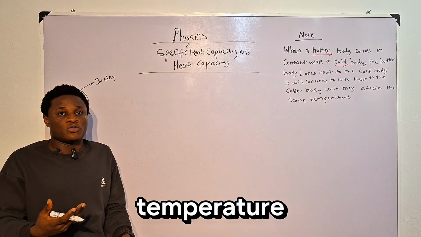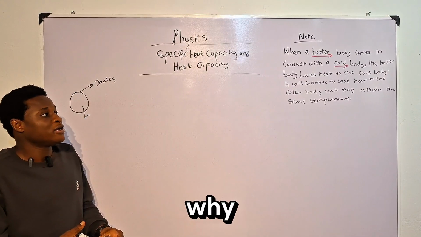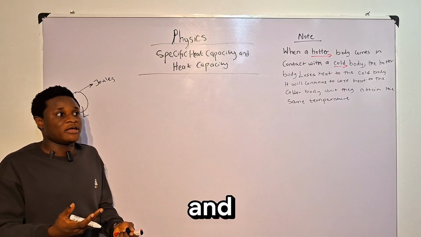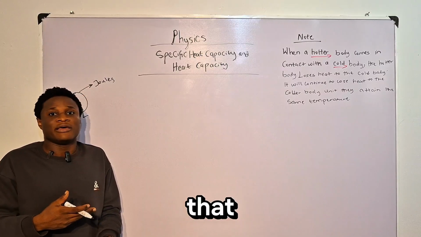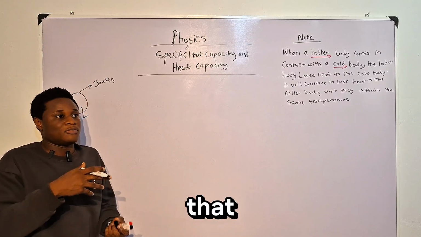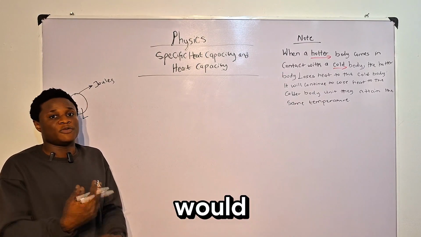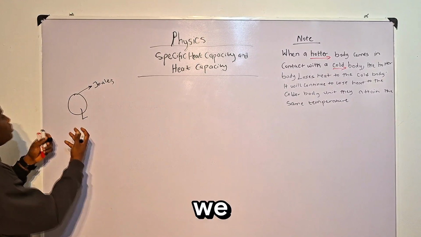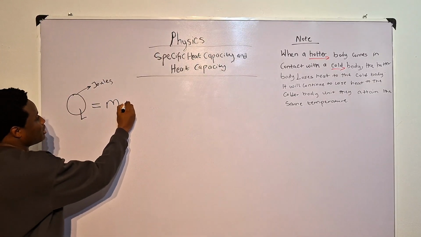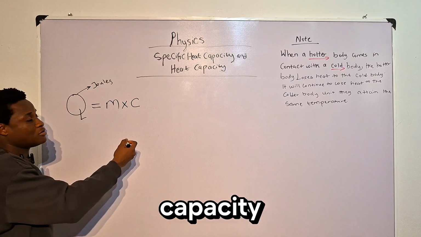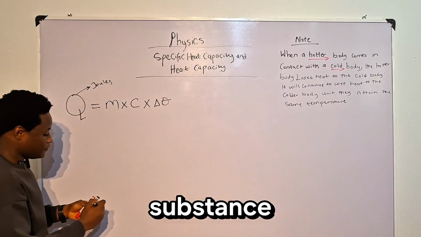The rise of temperature is as a result of addition of heat. That is why, after solving some of our questions, if we get a negative answer, it means that heat was lost in that whole process. But when heat is gained, the answer would be positive. And we say that quantity of heat is equal to the mass of that substance times the specific heat capacity of that substance times the change in temperature of that substance.